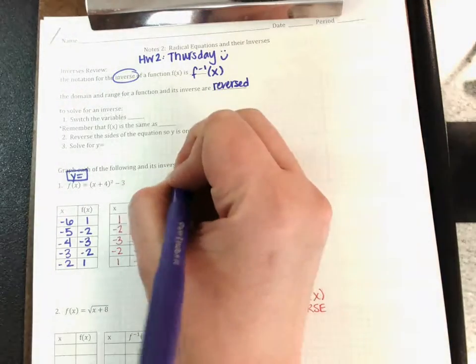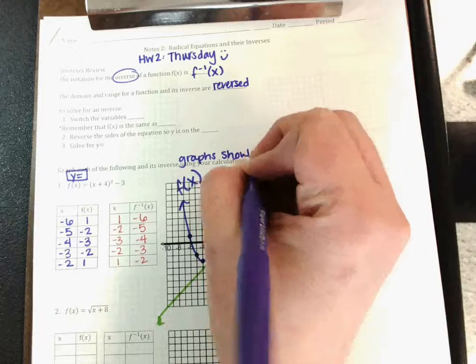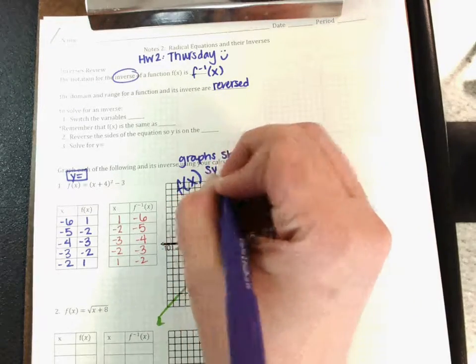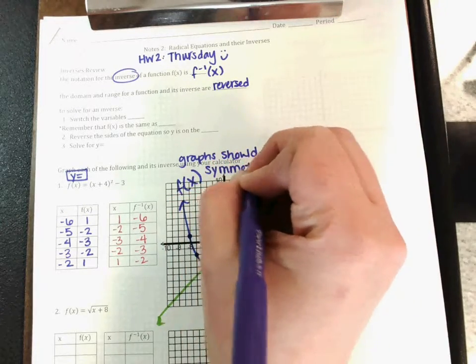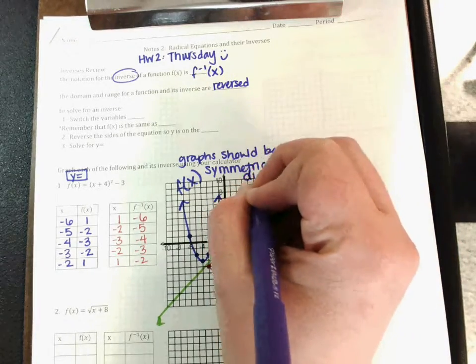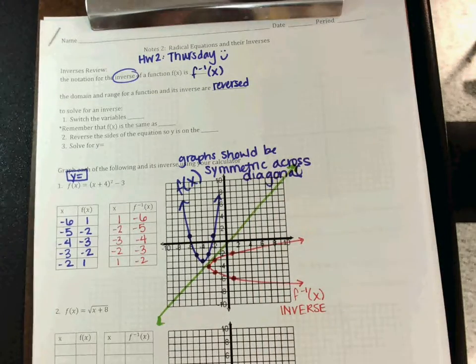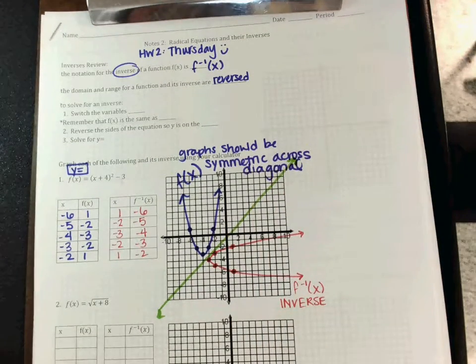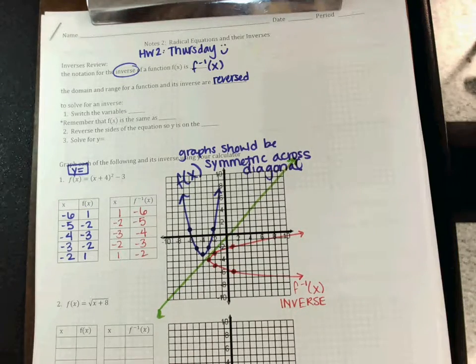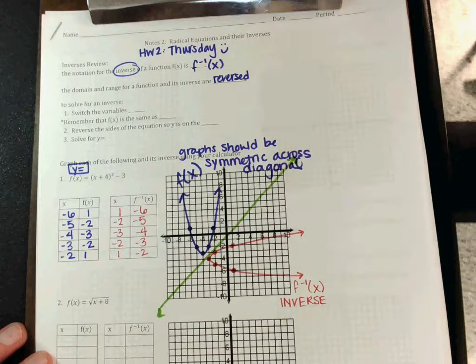That your graphs should be symmetric across the diagonal. So if that doesn't happen, that means you messed up either the first graph or the second graph or maybe both. Okay? Alright, now we're going to do the algebraic inverse.